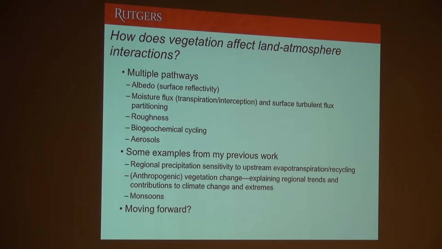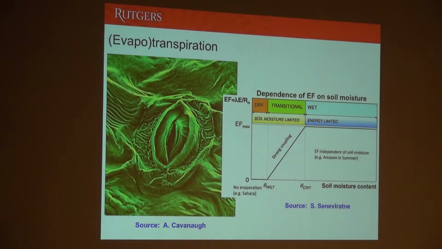rainfall that occurs downstream. I'll show some results from some work I've done with colleagues looking at the effect of anthropogenic vegetation change, basically at very large scales, and trying to use our understanding of how the land surface vegetation has changed over time to explain or interpret regional trends in climate, both mean climate as well as the extremes of climate, and then some work that we've done on monsoons, and then end off with where I think some interesting directions might go in the future.